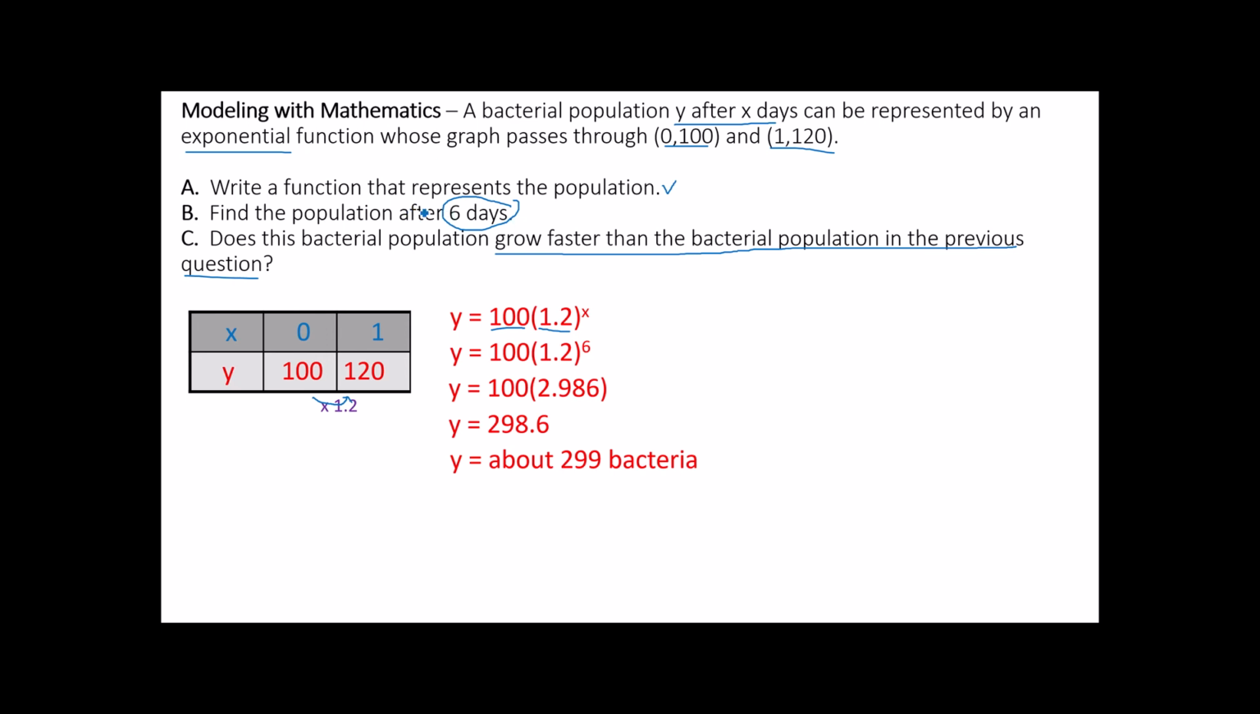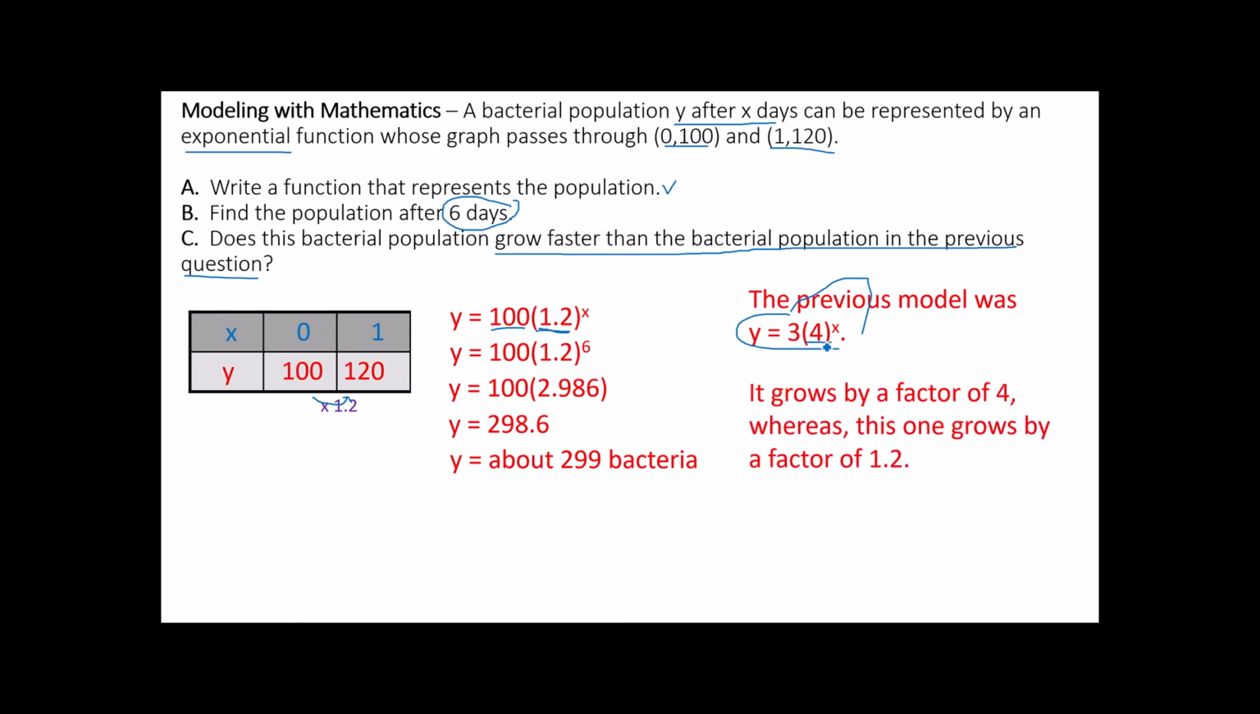Last question, how does this compare to the previous bacteria population? Well, in the previous model we said the function was 3 times 4 to the x. So in this one we're just comparing the rates of change. This one has a rate of change of 1.2. The previous one had a rate of change of 4, which means this one is slower, not faster.